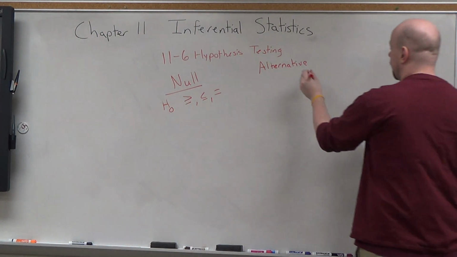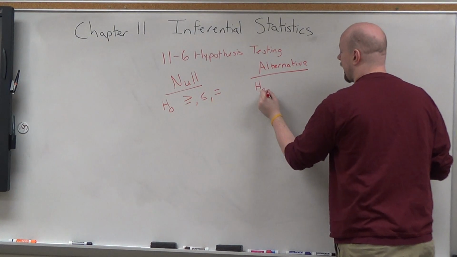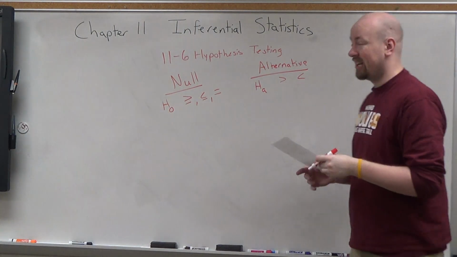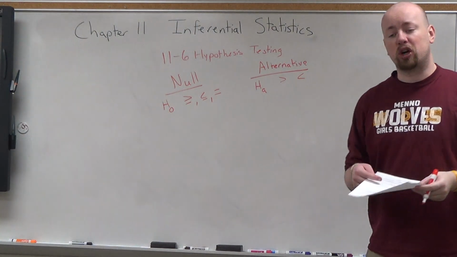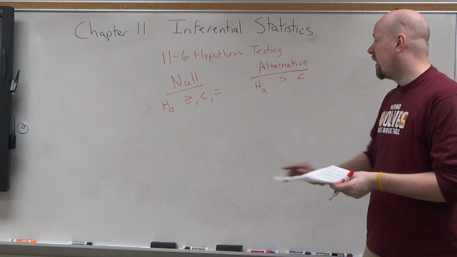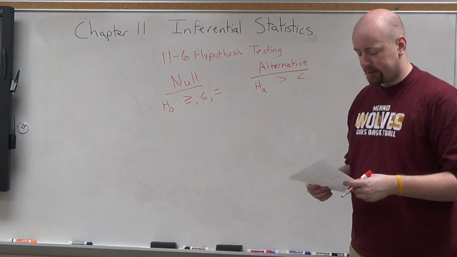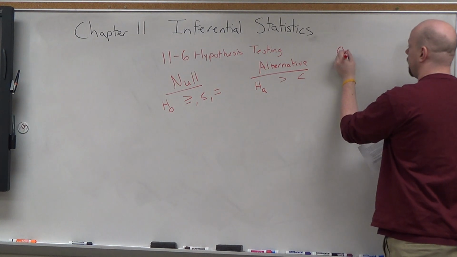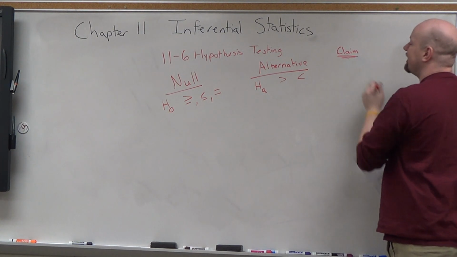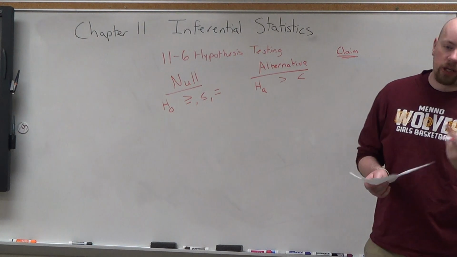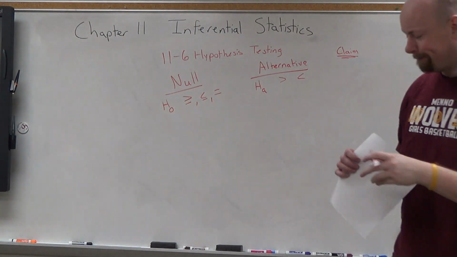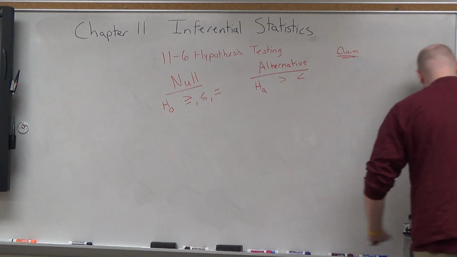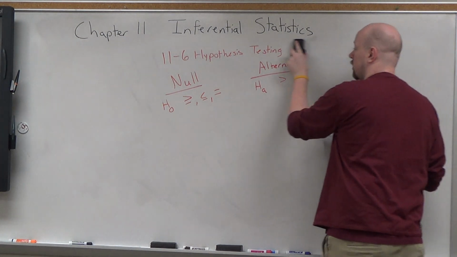Your alternative will be h sub a, and it only includes greater than or less than. Okay. So if you have a term that could include a test value, that's always going to be your null hypothesis. Now, often you'll have to talk about what's the claim. You'll have to identify that. It could be either. It has to be based on the statement. So, that being said, let's get into an example. Or a couple.